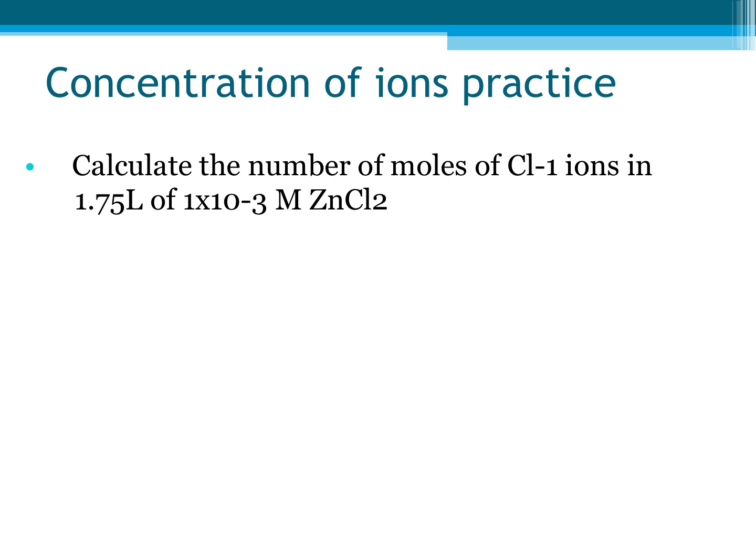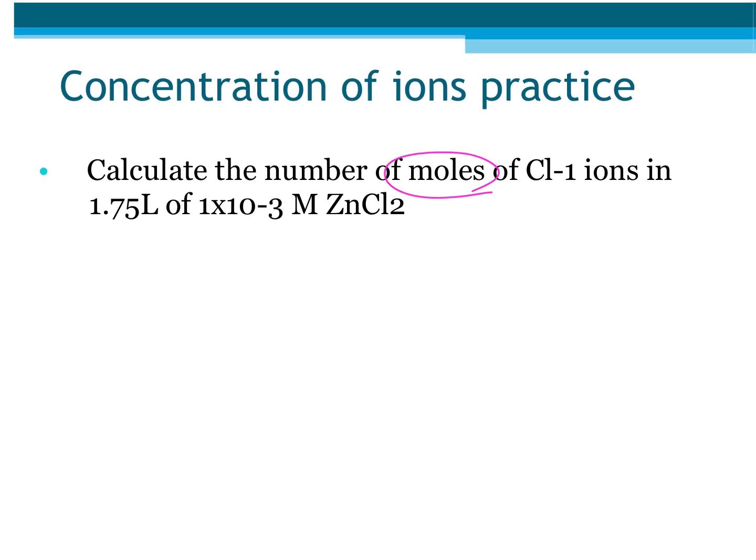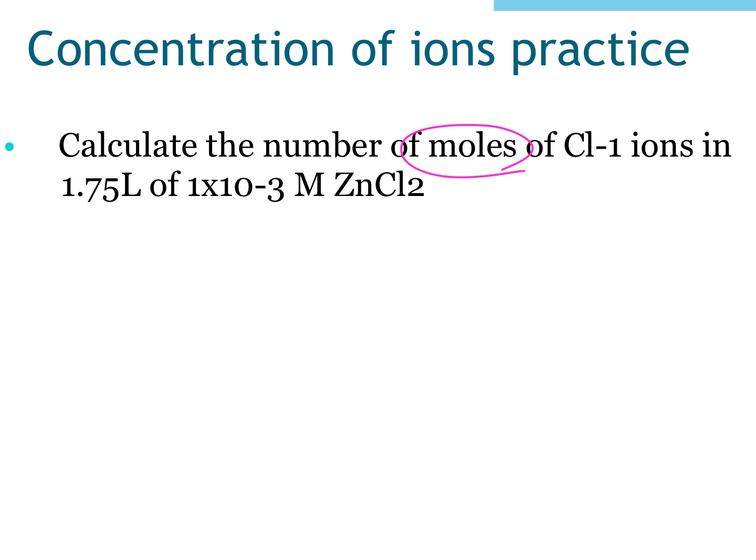All right, this says calculate the number of moles of chloride ions in 1.75 liters of 1 times 10 to the negative third molar zinc chloride. So we want the number of moles of chloride ions. But before we do anything, let's write out what we do have. We know the concentration is 1 times 10 to the negative third. I hate working in scientific notation, so I'm just going to write it as a decimal. It's the same, but I don't want to be in scientific notation. And this is ZnCl2.